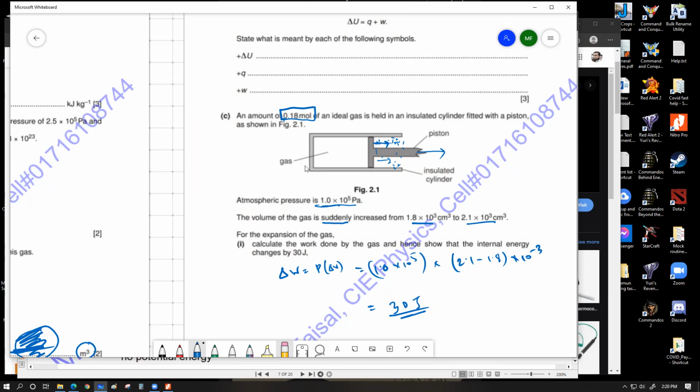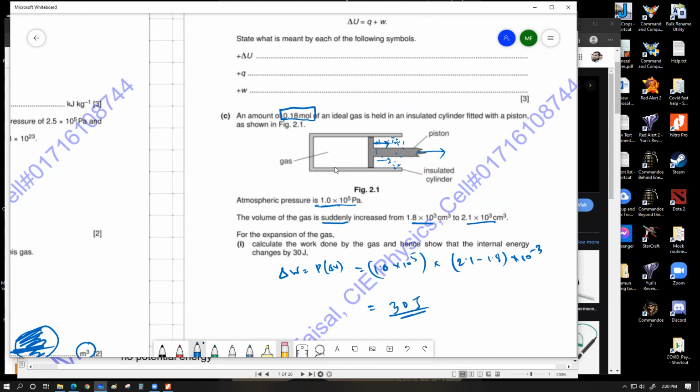So whenever the piston was suddenly pulled out, so the volume of the gas was suddenly increased, we can assume that this gas actually pushed the cylinder outwards, which means this 30 joule of energy was leaving from the gas to the atmosphere, because work was done on the atmosphere, work was done by the gas. So energy is leaving in the form of work from within the gas, which means that delta U would be negative, because W is negative, so delta U should also be negative, which actually means temperature should fall.